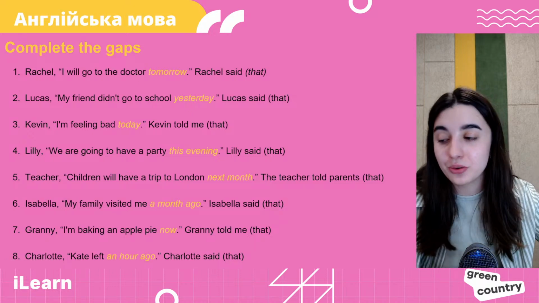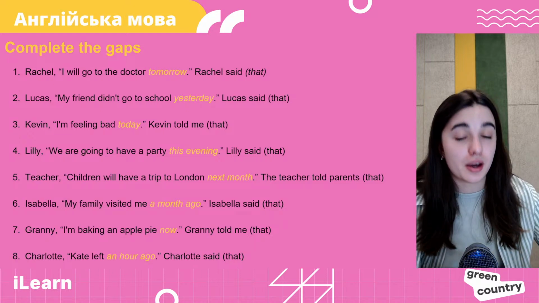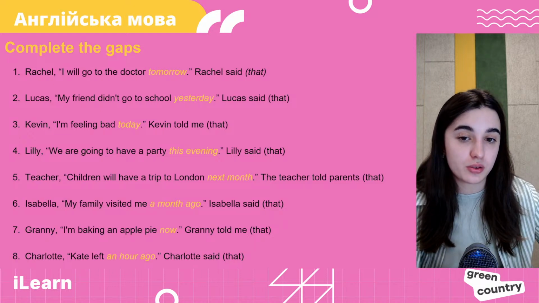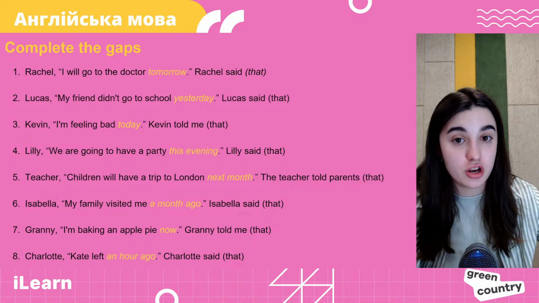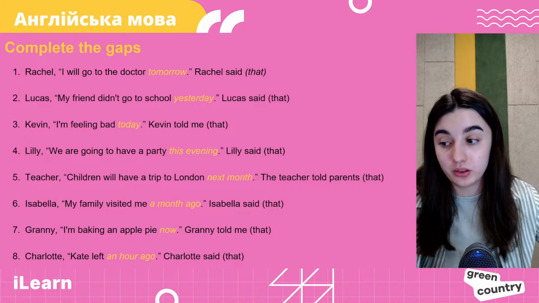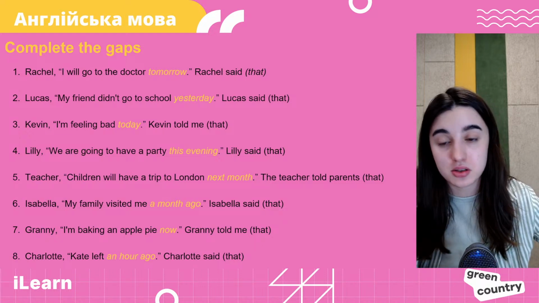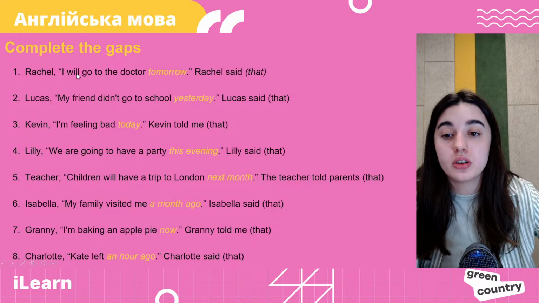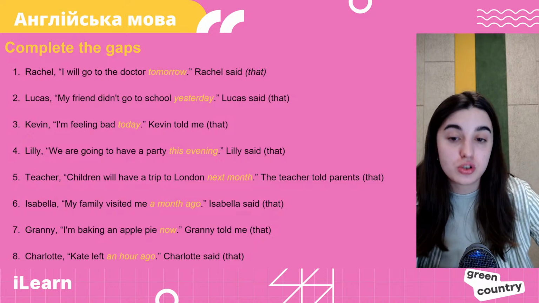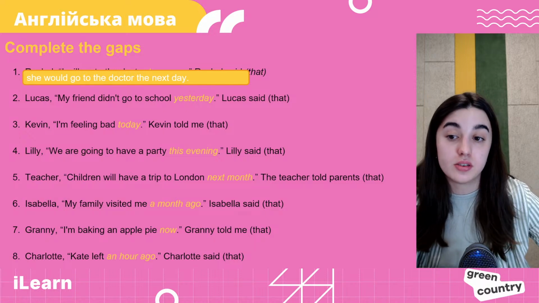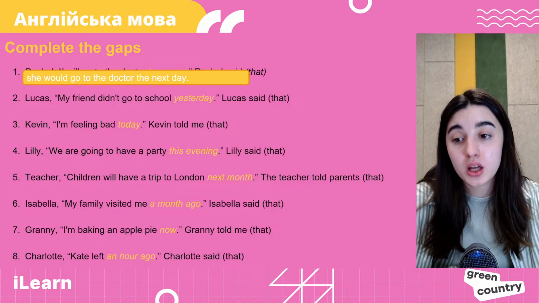My advice for you now, write the whole sentence. We are practicing time markers, but please practice changes of the tenses as well. So don't write in the chat only the time marker, write the whole sentence. So Rachel said that she would go to the doctor the next day. Correct, thank you. Number 2.